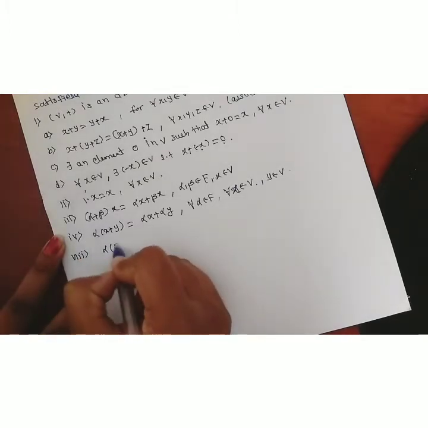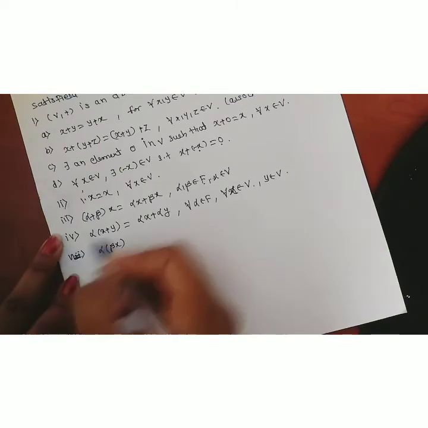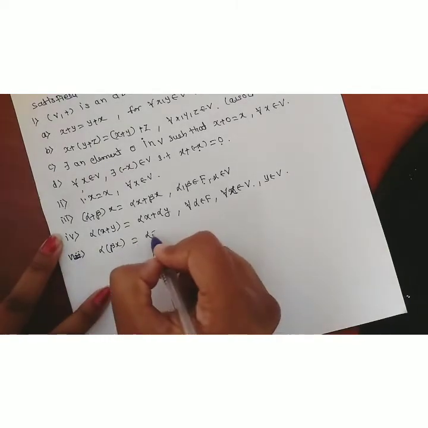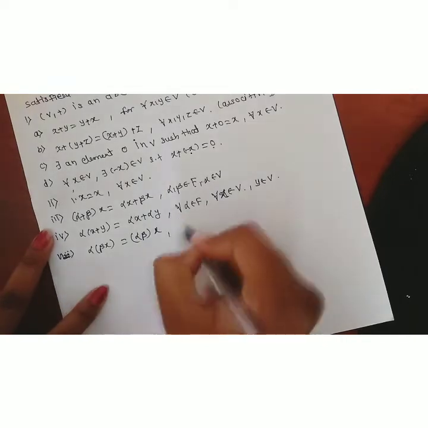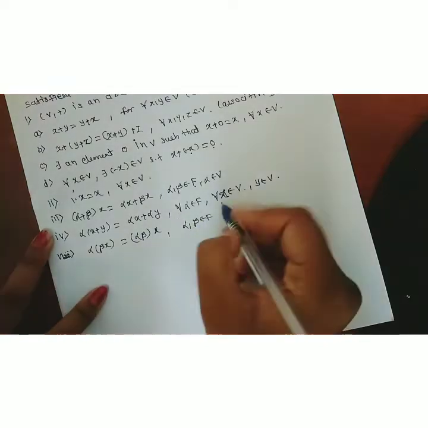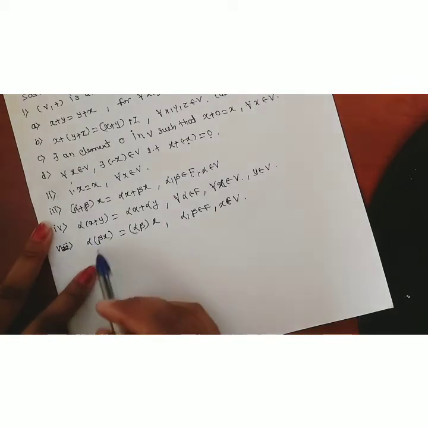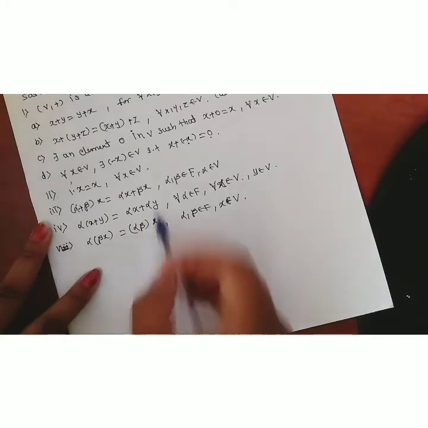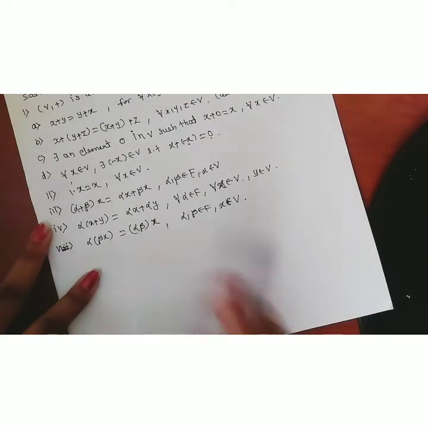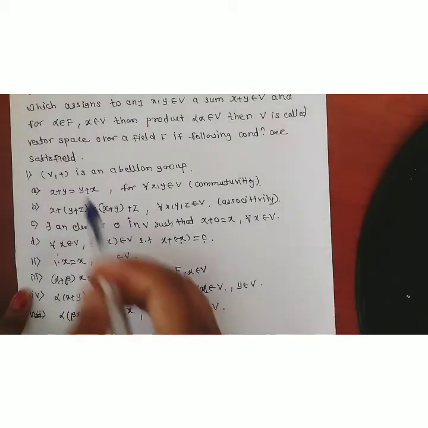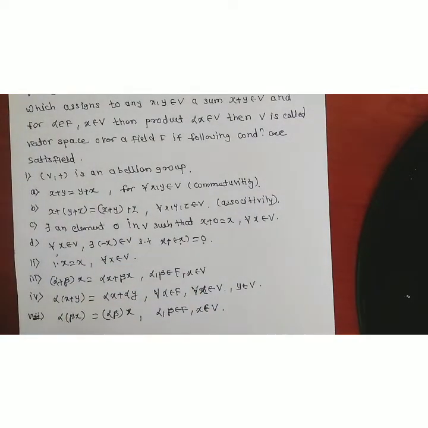alpha into beta x is equal to alpha beta into x, for alpha, beta belongs to field F and x belongs to vector space V. So the last property is what? Alpha into beta x is equal to these two field elements put in one bracket, multiplied, and then into x. This is the last property. So when all these properties are satisfied over that set V, then this V over that field, whichever field you have been given, is nothing but the vector space.